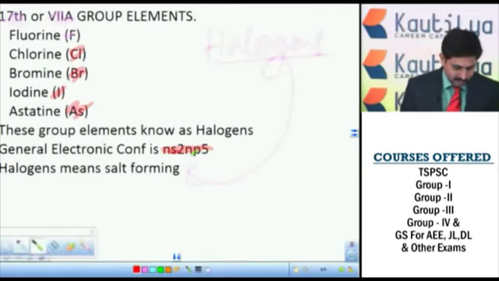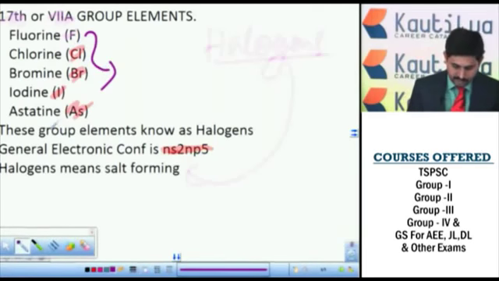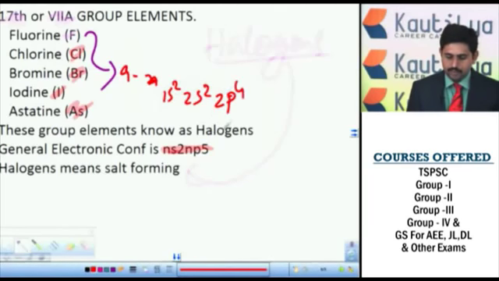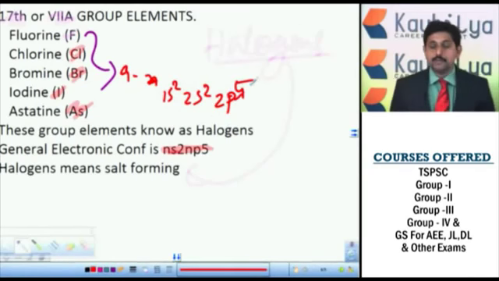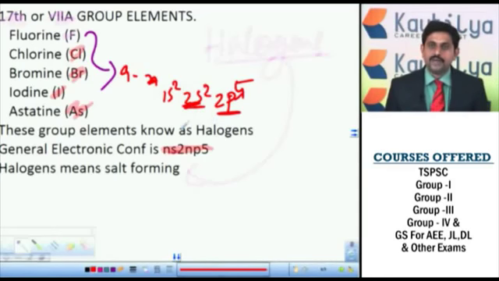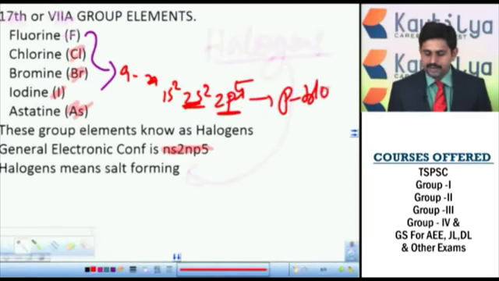And if you observe this electronic configuration, for example, we will take fluorine. Fluorine atomic number is 9. It can be written as 1s2, 2s2, 2p5. So here the outermost shell consists of 7 electrons, that is 2s2, 2p5, right? The last, differentiating electron is entering the p orbital. So these are also considered p block elements, on the complete right side.